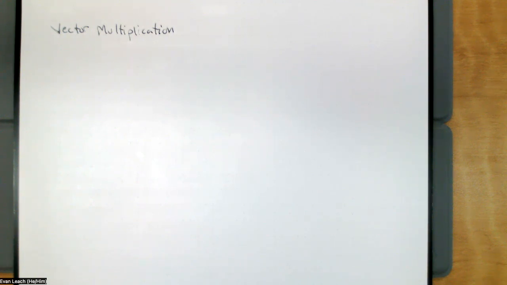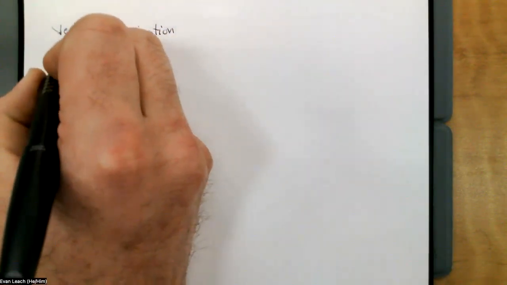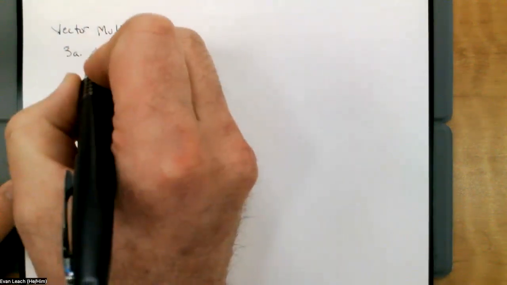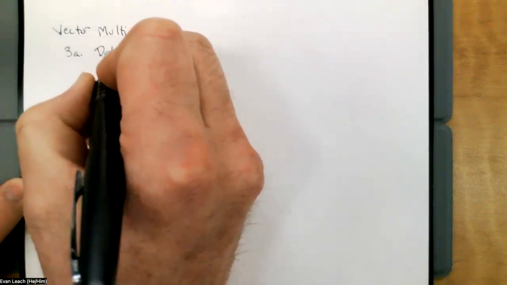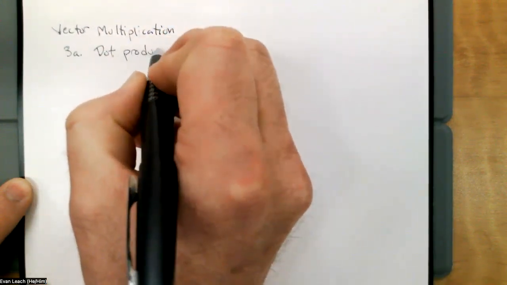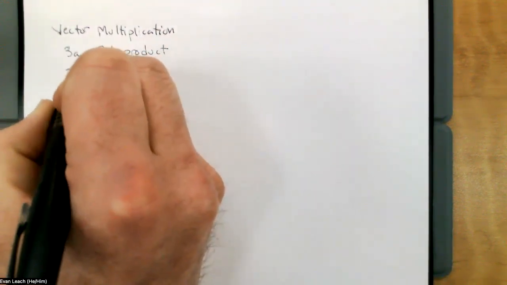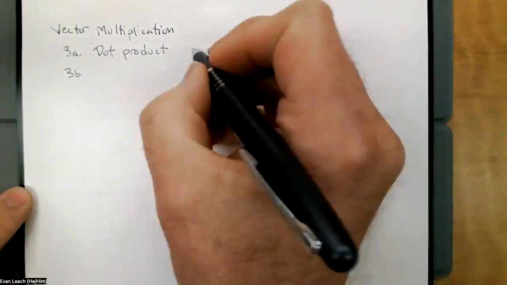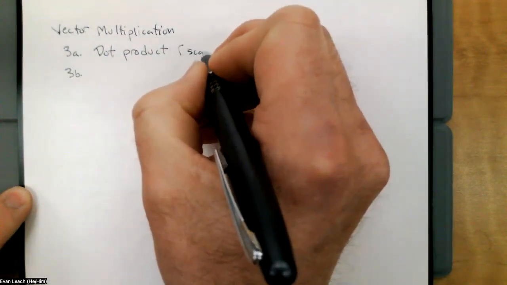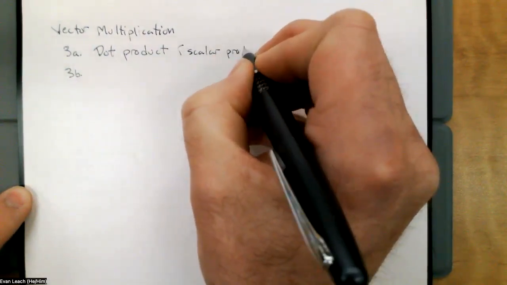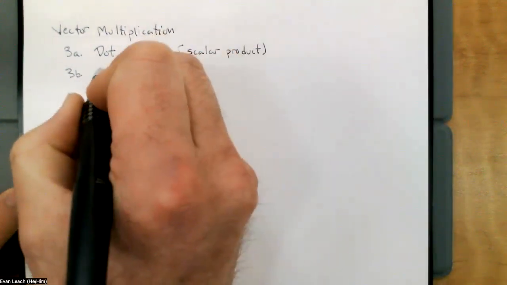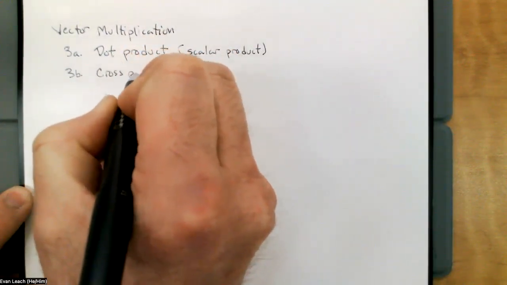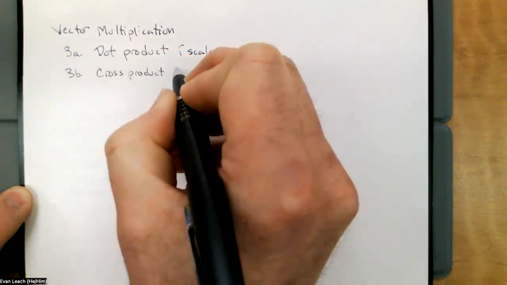We got two kinds of vector multiplication. I'm going to follow the same numbering system. That is correct. We got two kinds of vector multiplication. This is where we have a vector times another vector. We've got two kinds: the dot product, AKA the scalar product, or the cross product, which is the vector product.